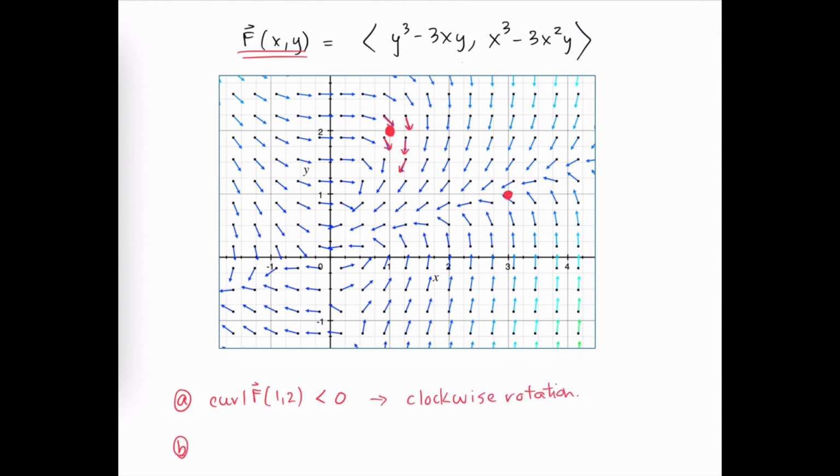But if we look at the ordered pair 3, 1, we see that these vectors are acting in a way that might inspire counterclockwise rotation. And if you'll recall, we did get a curl that was positive at that point, which implies counterclockwise.